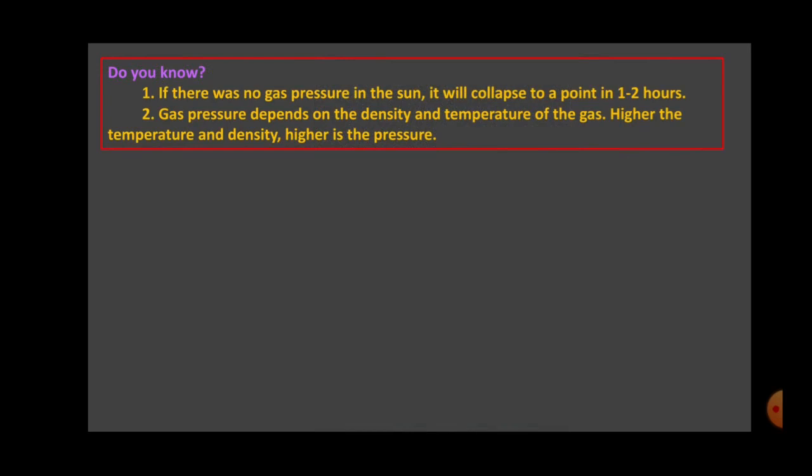Now you have to understand that if there was no gas pressure in the sun, it would have collapsed within 1 to 2 hours. But we have studied that the sun has been as such for almost 4.5 billion years, right? This gas pressure depends on the density and the temperature of the gas. The higher the temperature and density, the higher the pressure.